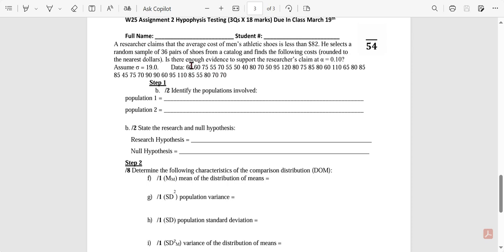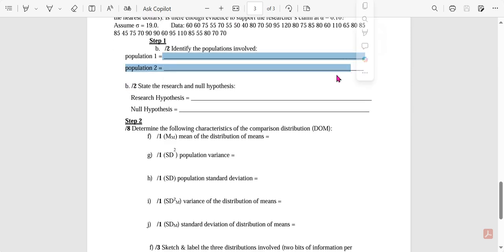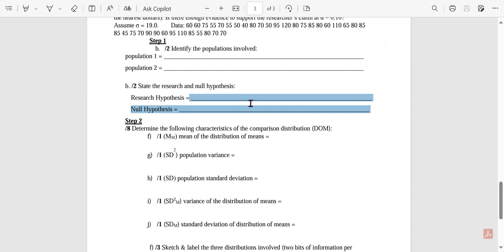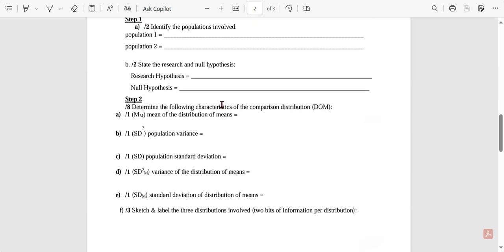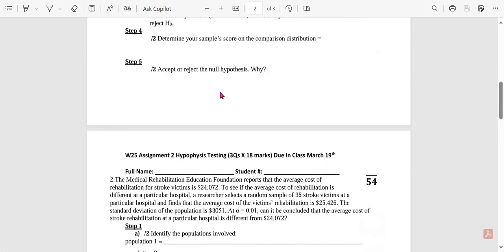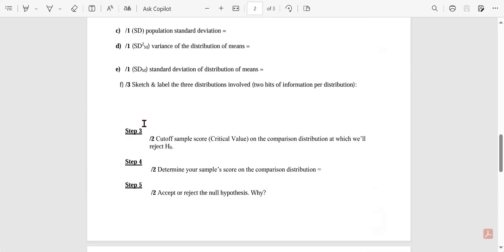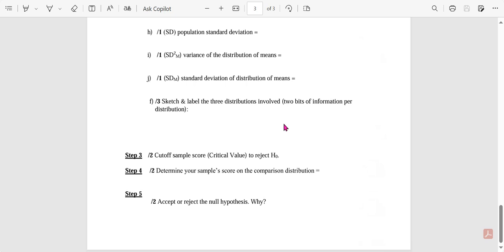So what I want you guys to do is add it all up, find your mean, standard deviation, variance, all that kind of stuff, and it's all here. So identify population 1 and 2, research and null hypothesis, and there's your mean of means, population variance, population standard deviation, variance, it's all the same, right? And this one here is all the same, and this one here. So once you get past the question, basically all of these are just the same. And there's your 3 graphs again that I'll be looking for.